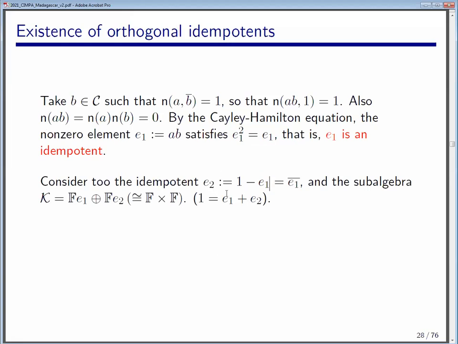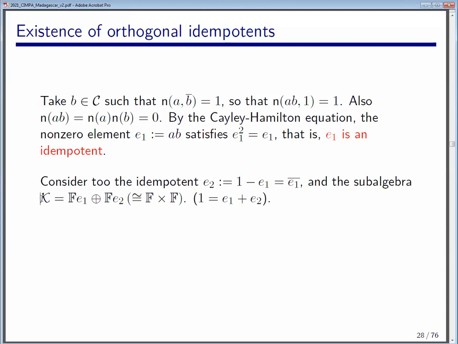And the product of E2 and E1 is 0, because whenever you multiply 1 minus E1 by E1, you get E1 minus E1 squared, which is E1 minus E1, so you get 0. So these are orthogonal idempotents. By orthogonal idempotents, I mean idempotents that multiply giving 0. So I have E1 and 1 minus E1, which is E2, and these are idempotents.